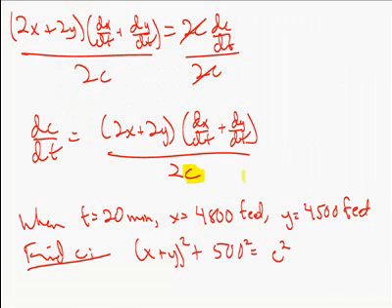We would just have found c. We know what x is, 4,800, y is 4,500. This is all in feet now, so dx/dt is 4 feet per second, dy/dt is 5 feet per second. And putting all that in should give us dc/dt at that moment in time.